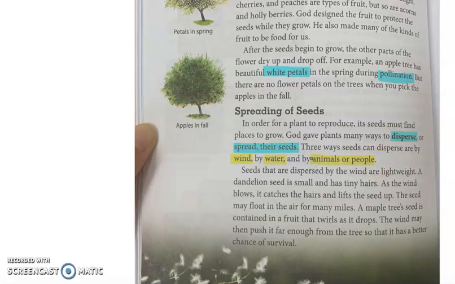Seeds that are dispersed by the wind are lightweight. I'm going to highlight this. Lightweight, something that's very light. A dandelion seed is small and has tiny hairs. As the wind blows, it catches the hairs and lifts the seed up. The seed may float in the air for many miles. A maple tree seed is contained in a fruit that twirls as it drops. The wind may then push it far enough from the tree so that it has a better chance of survival.